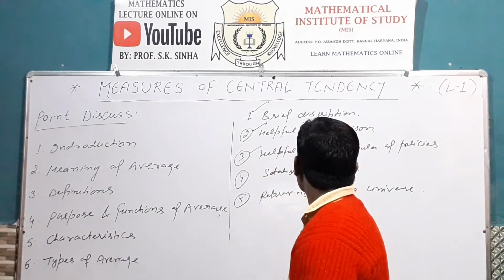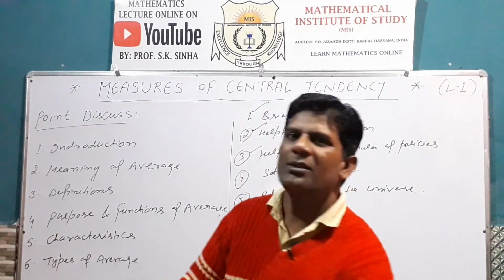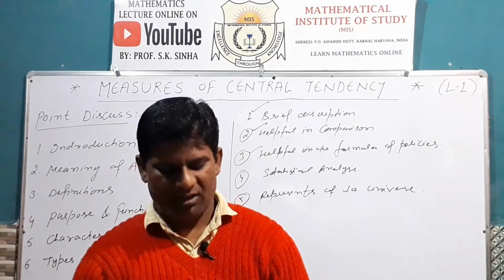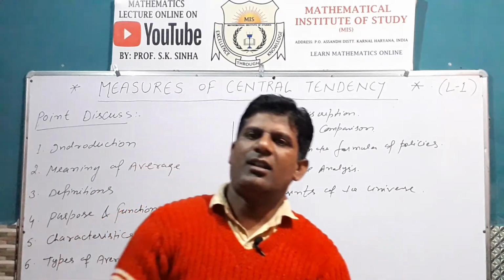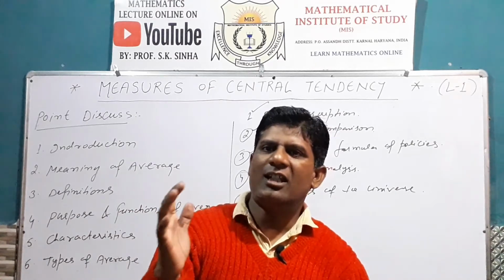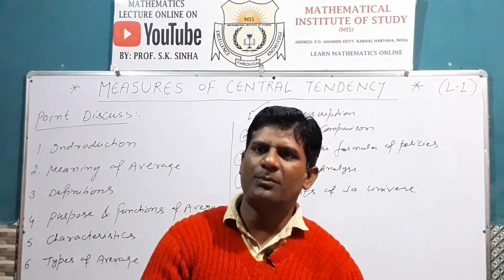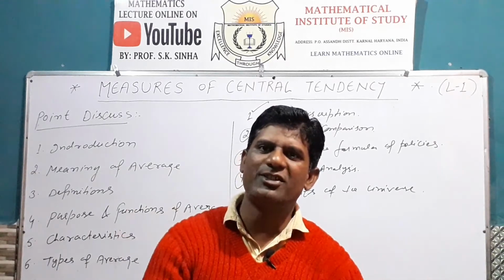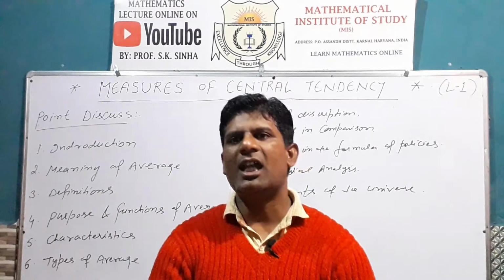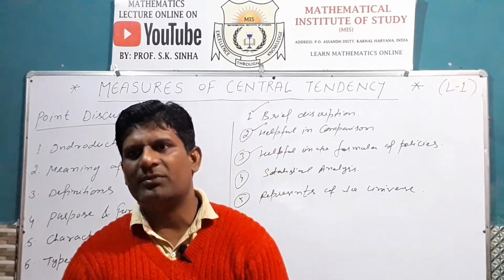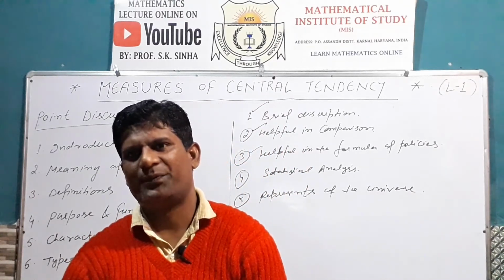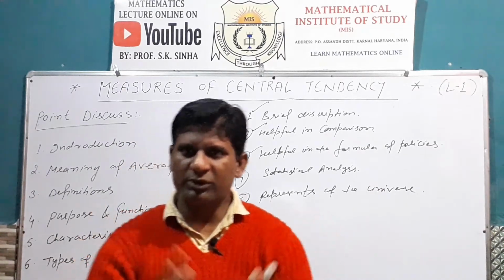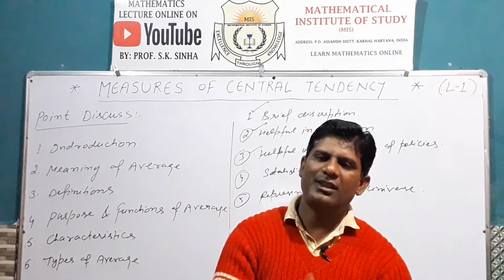Number 3, helpful in the formulation of policies. Students, averages help in the formulation of policies. To illustrate, when the government finds that the average per capita income in India is very low, it can formulate suitable policies to increase it.